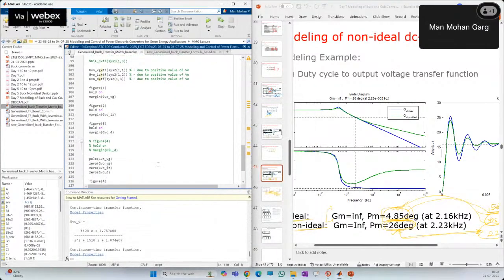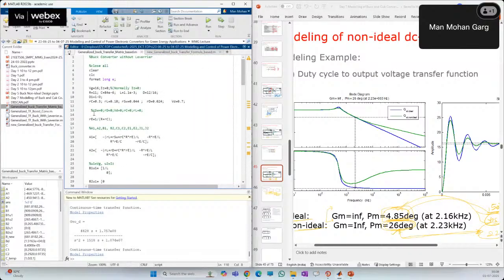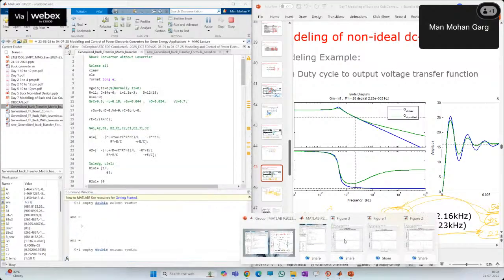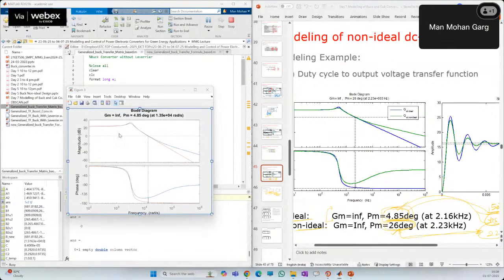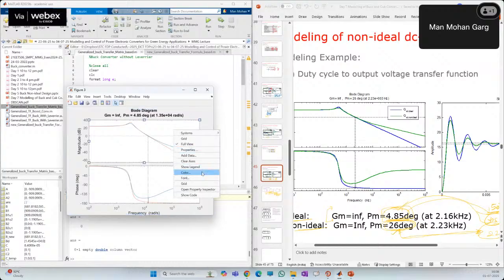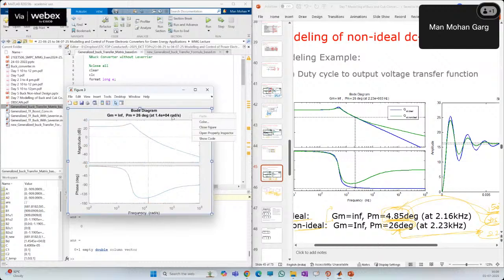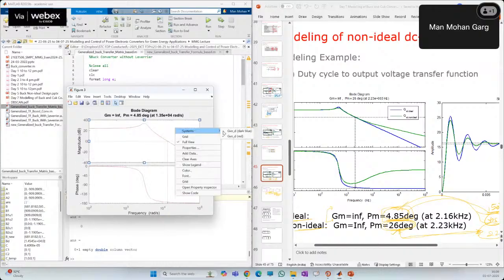Now if, let's say, I make these things 0 and just comment this and run the entire program again, then you will see this is the ideal transfer function. And if I am able to see figure 3 again, yeah, this is figure 3. So in this figure 3, you can see that now for the ideal case, this is 4.85 degree only, which we have shown here, 4.85 degree only. It's in radian per second, it's in kilohertz, that's why this is not matching. You can see this is 26 degree, and another one, this is 4.85. So you can observe any one at a time.